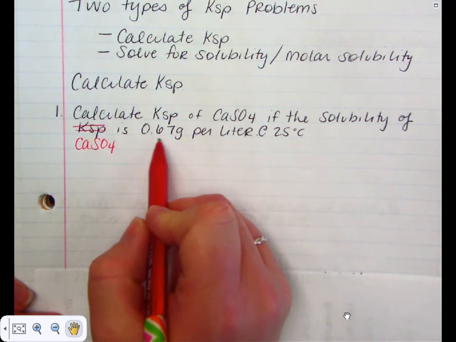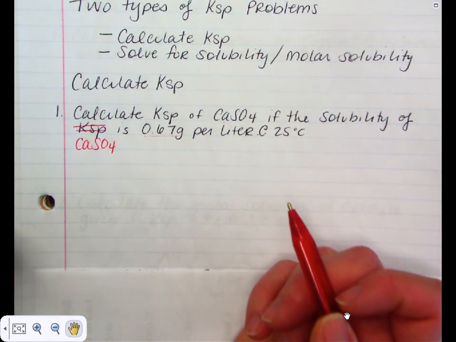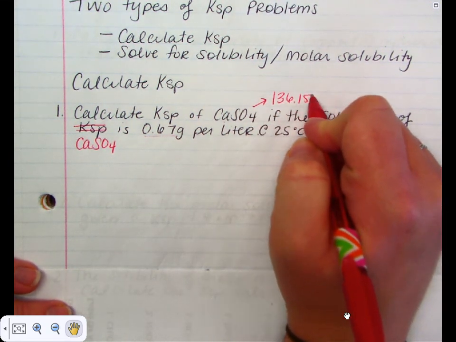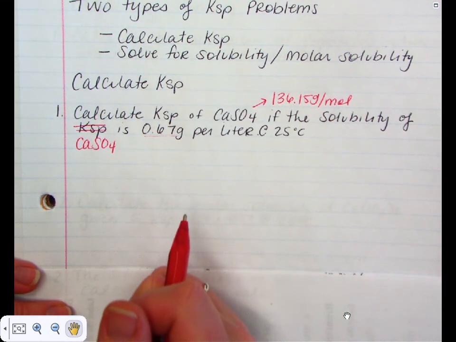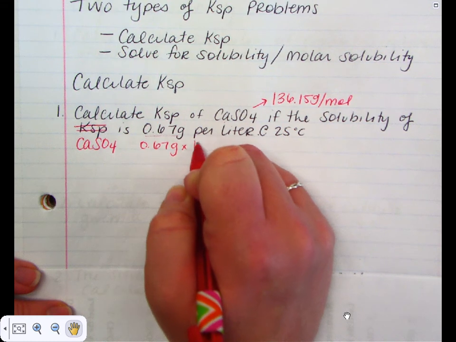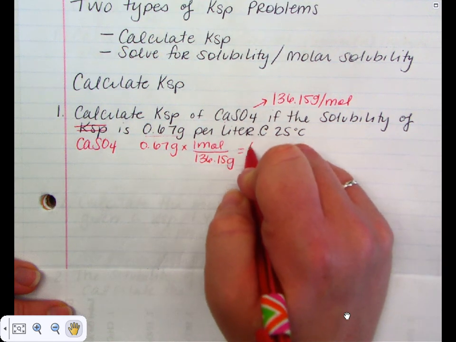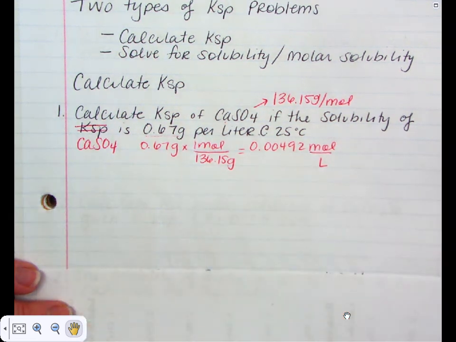So we know that we have 0.67 grams of calcium sulfate, so I need to get the molar mass of my calcium sulfate first. So my molar mass of calcium sulfate is 136.15 grams per mole. And I know I can use that to do my conversion to moles. So 0.67 grams times 1 mole over 136.15 grams gives me 0.00492 moles per liter. It told me it was grams per liter, so making the jump to moles per liter is pretty easy.